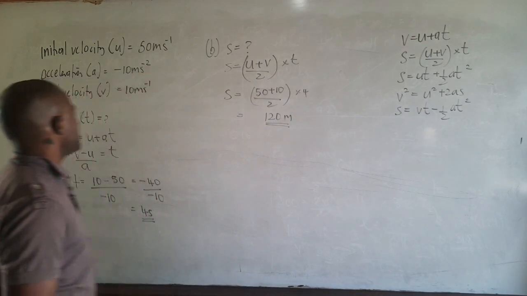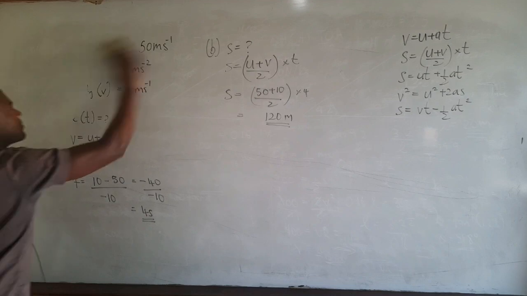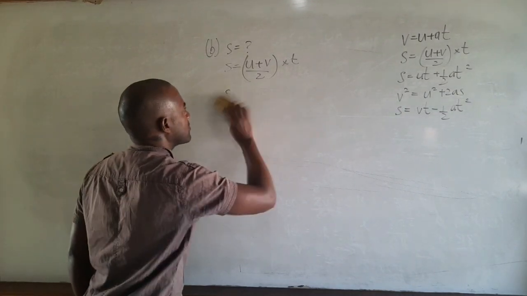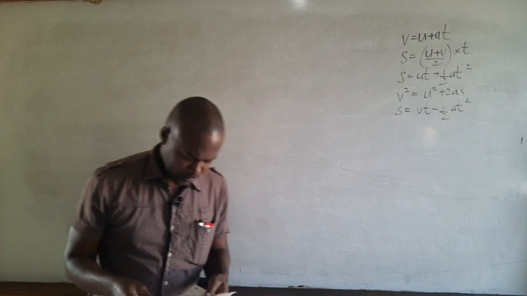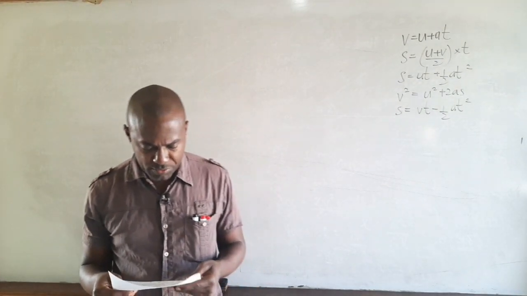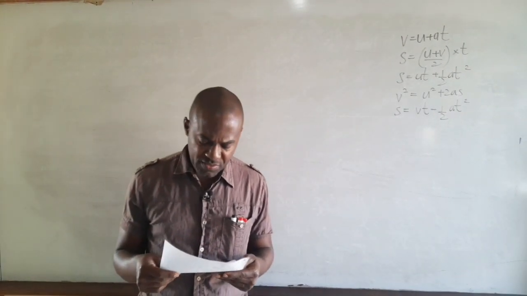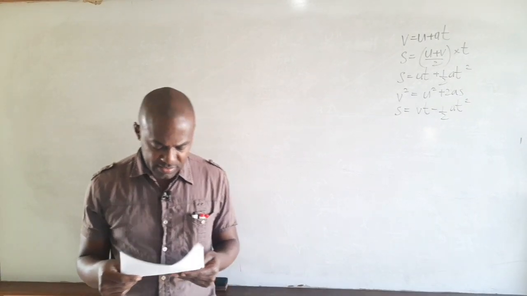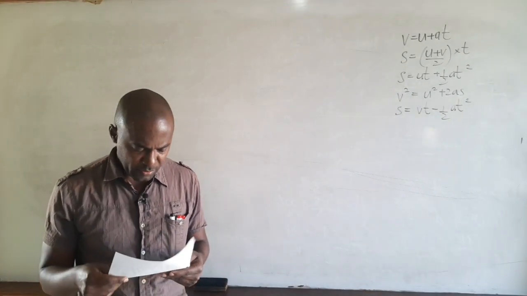So that was the first question. We then look at question 2. Question 2. A car accelerates from rest at a steady rate of 1 meter per second squared. Calculate A, the time taken to reach 50 meters per second, B, the distance traveled during this time, and C, the velocity of the car when it is 100 meters from the starting point.